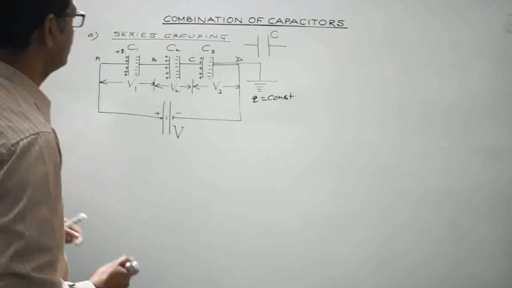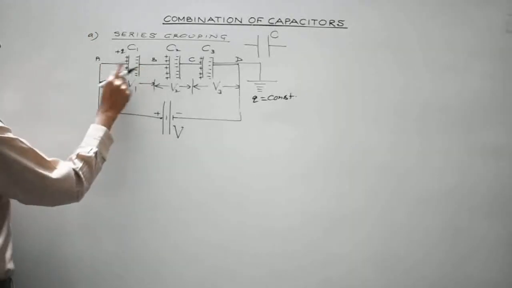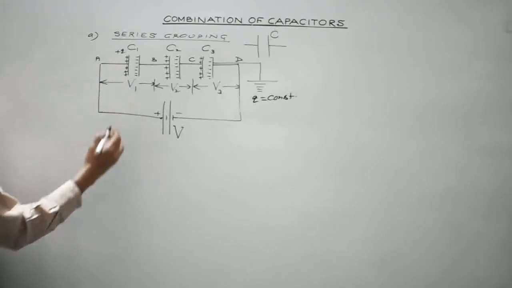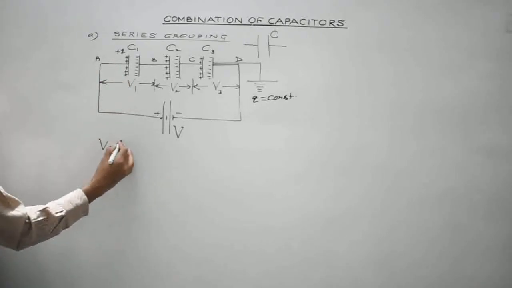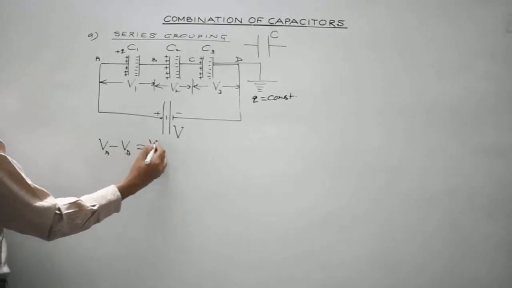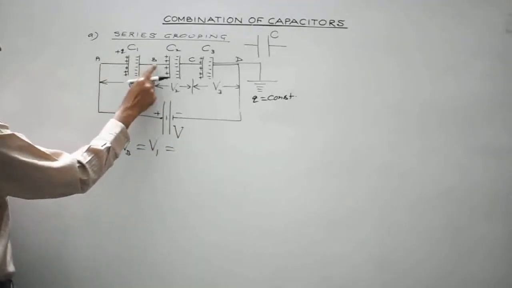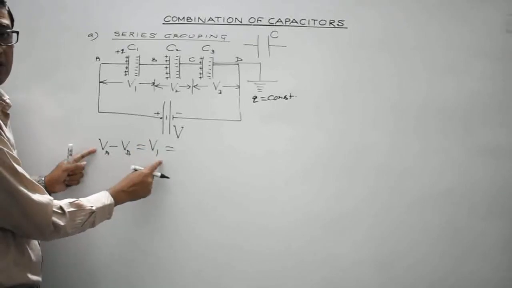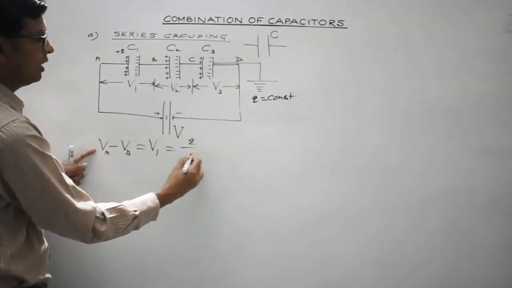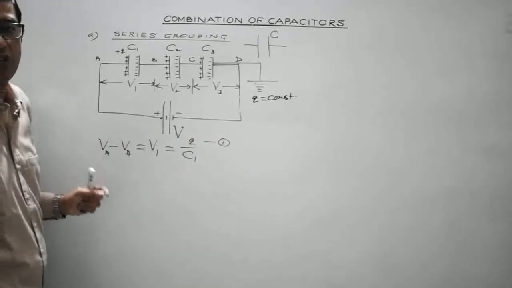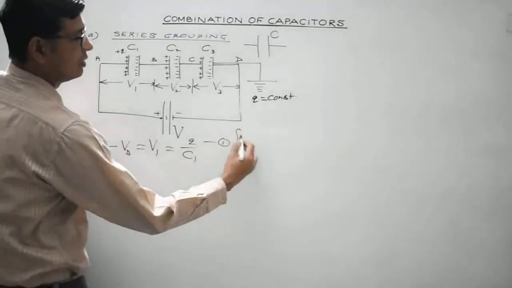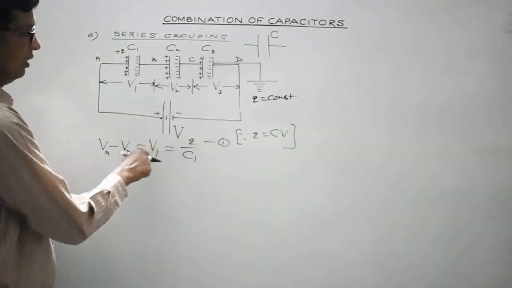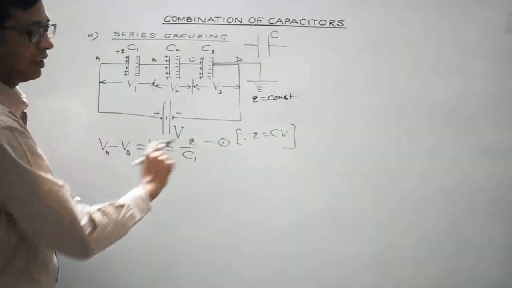For that, let's consider points A and B, with potential difference V1. So VA minus VB is considered to be V1. Potential difference between the points A and B is considered to be V1, and as per the formula, it is Q by C1. Put this as equation 1. Since Q is equal to CV, obviously, therefore, V1 can be written as Q divided by C1.